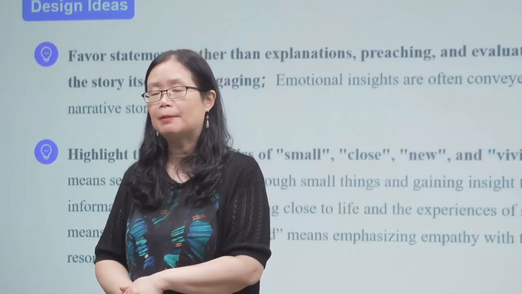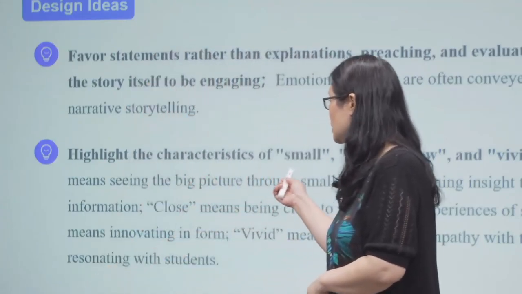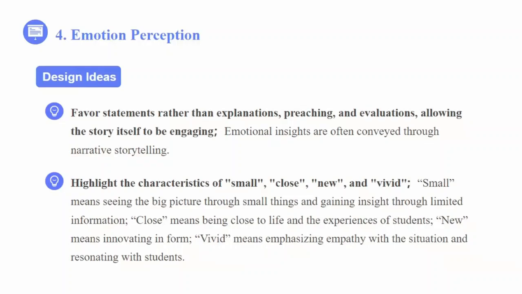For emotional perception micro courses, we should highlight the characteristics of small, close, new, and vivid. Small means seeing the big picture through small things and gaining insight through limited information. Close means being close to the life and experience of students. New means innovating in form. Vivid means emphasizing empathy, and situation and reasoning with students.